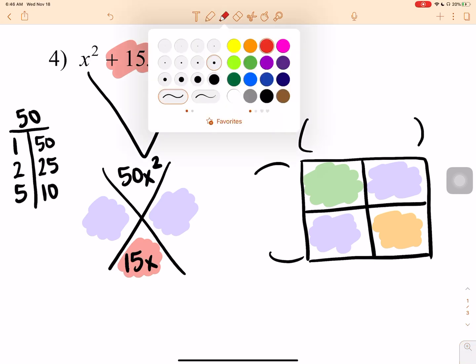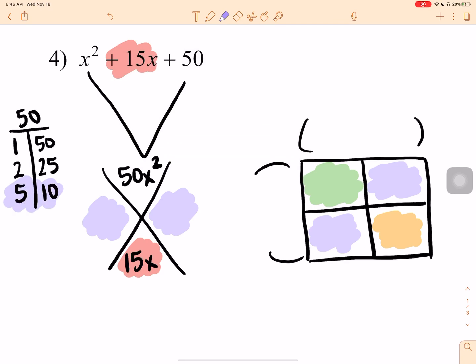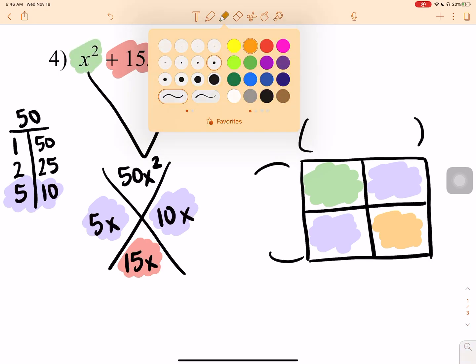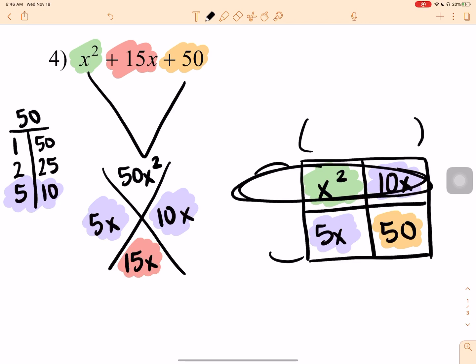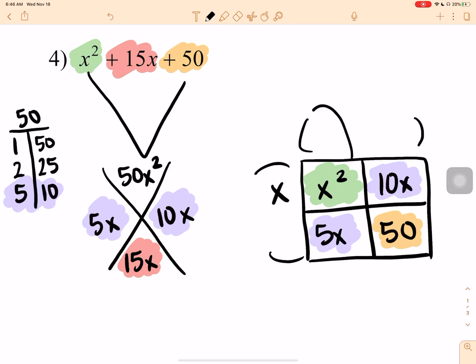So we can see right there that our factors here are going to be the 5 and 10. Okay, so I have 5x times 10x equals 50x squared. 5x plus 10x is 15x. Okay. So here I have my x squared and my 50. x squared goes in the top left of the area model, 50 goes in the bottom right. And then I have 5x and 10x. So my GCF between these two terms, x squared and 10x, is just x. Same thing here, the GCF between x squared and 5x is just x.